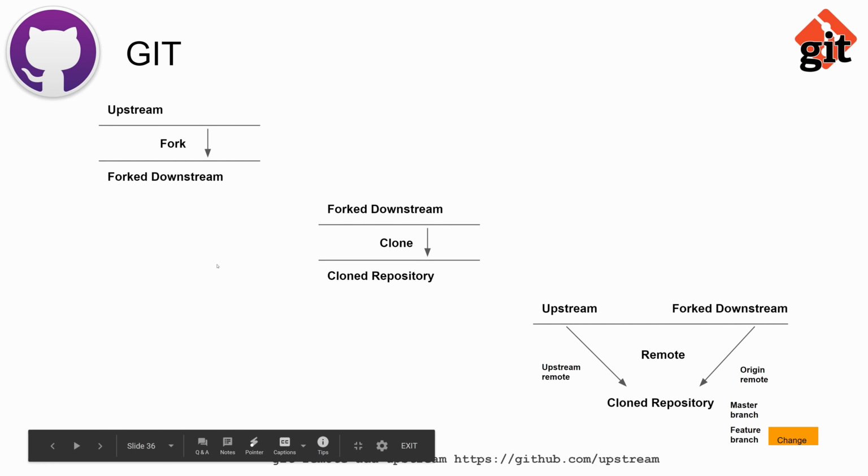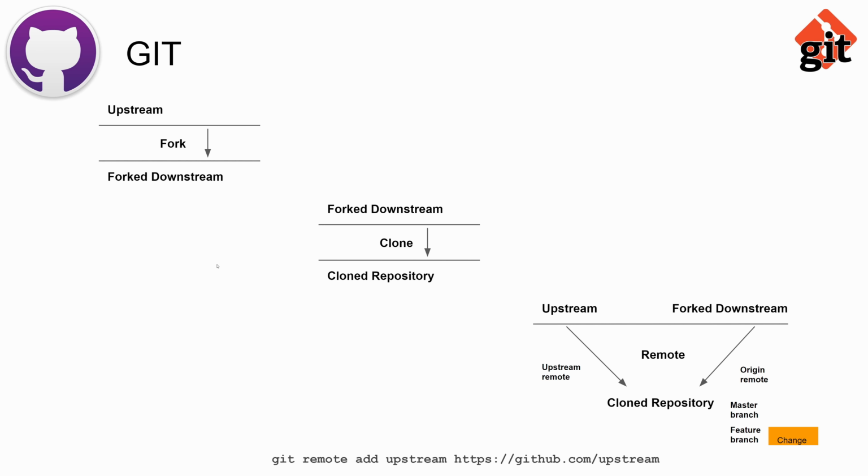So in this diagram, I'm showing you how the source code gets forked from upstream to forked downstream. We already did this in the last exercise. And then we also cloned the forked downstream into a cloned repository on your workstation. We already saw this as well. And then we made some changes. We created a new branch on the cloned repository called feature branch, and then we made some changes to it. And then we pushed it back to the upstream.